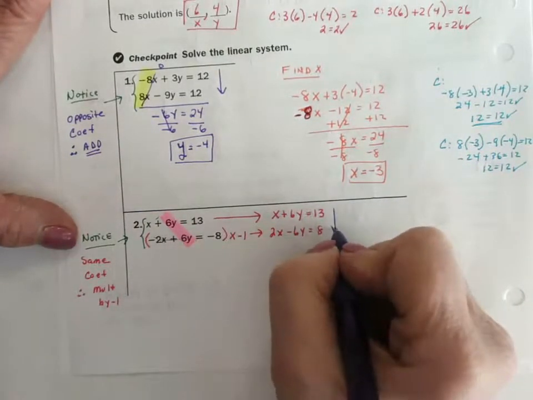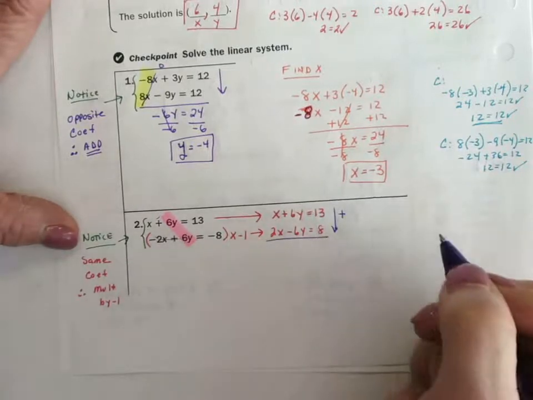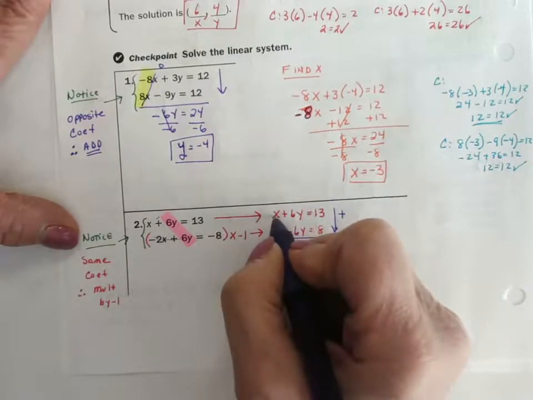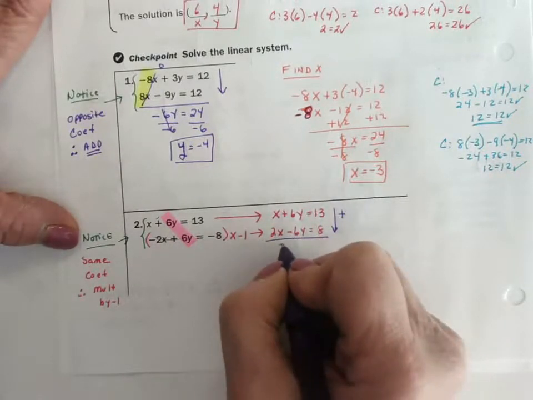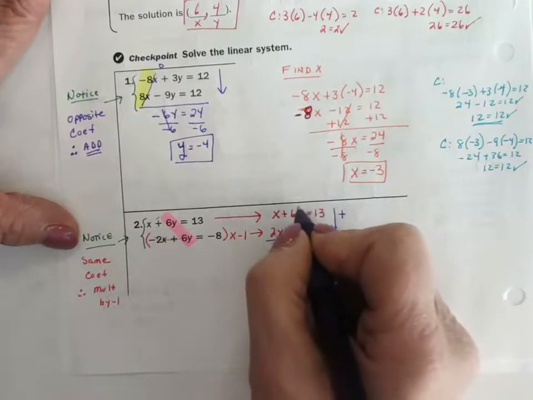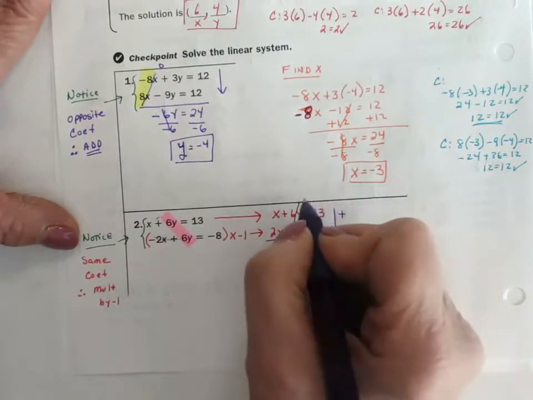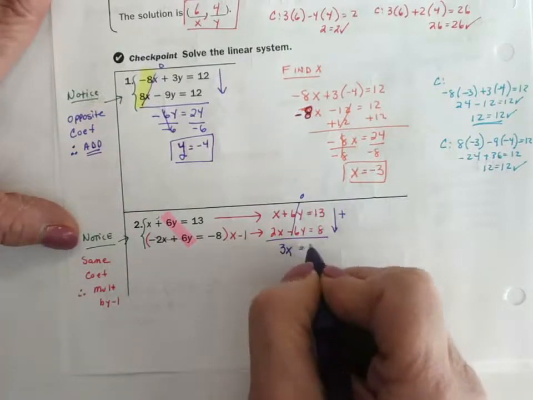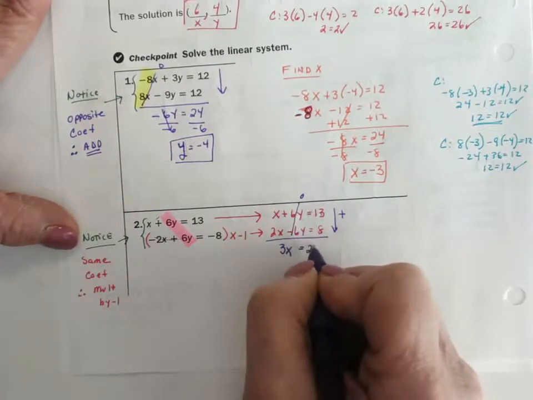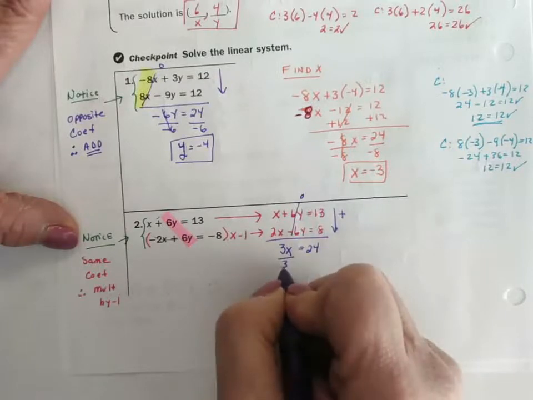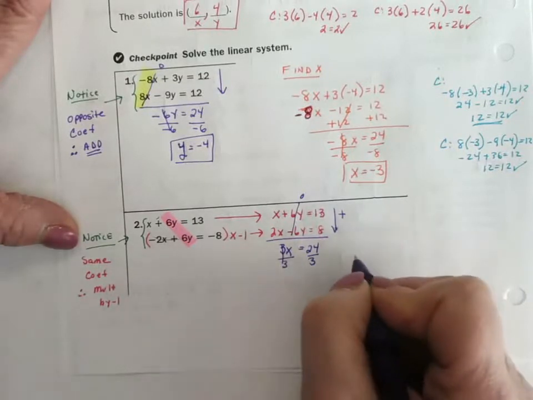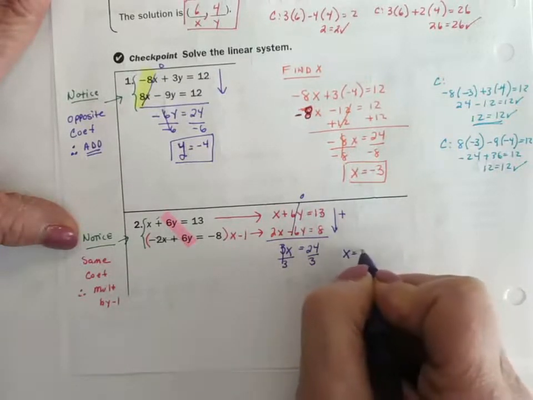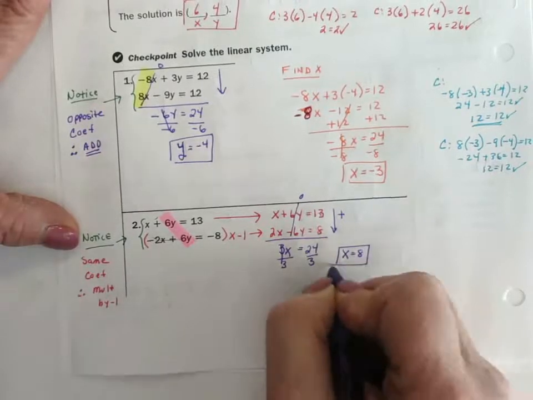Now we add down. X and 2x is 3x. 6y minus y is 0. It cancels out. 13 and 8 is 24. Divide both sides by 3. X equals 8.